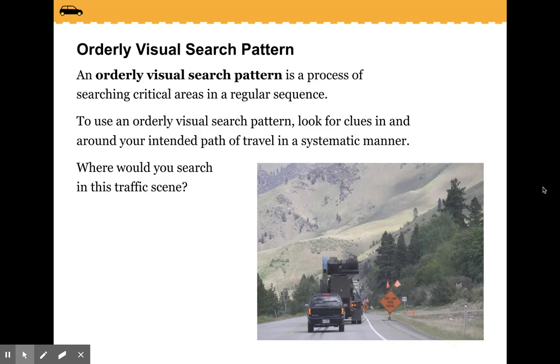An orderly visual search pattern is a process of searching critical areas in a regular sequence. To use an orderly visual search pattern, look for clues in and around your intended path of travel in a systematic manner. Where would you search in this traffic scene?